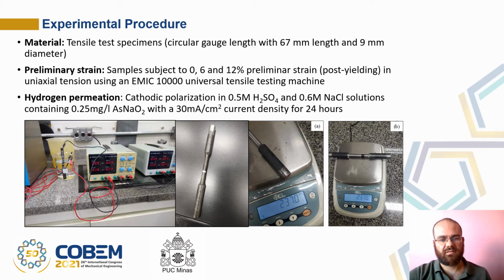We have here some pictures of the setup. Samples were protected by insulation tape to avoid contact of the hydrogen source with the entire cross section, and only a small section to be exposed. Before and after permeation, samples were measured in order to guarantee that no loss of mass or no corrosion occurred in the process. But since it's a cathodic polarization, no corrosion is expected to take place in this situation.